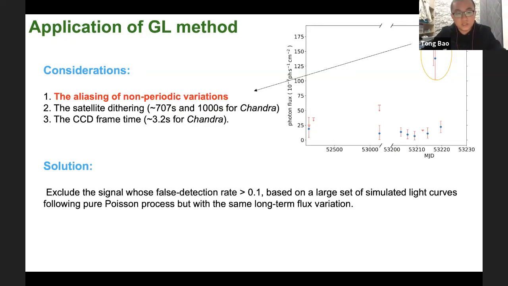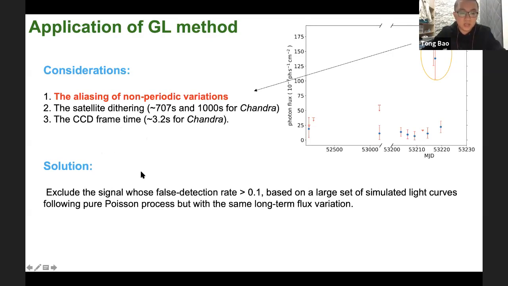The first consideration should be the aliasing of non-periodic variations, just like shown in this figure. You can see these 2 observations have higher flux compared to other observations. That will be really dangerous for period searching. The second and third are satellite dithering and a time-related effect, which could be easily solved by just excluding the period signals around these 3 suspicious periods.